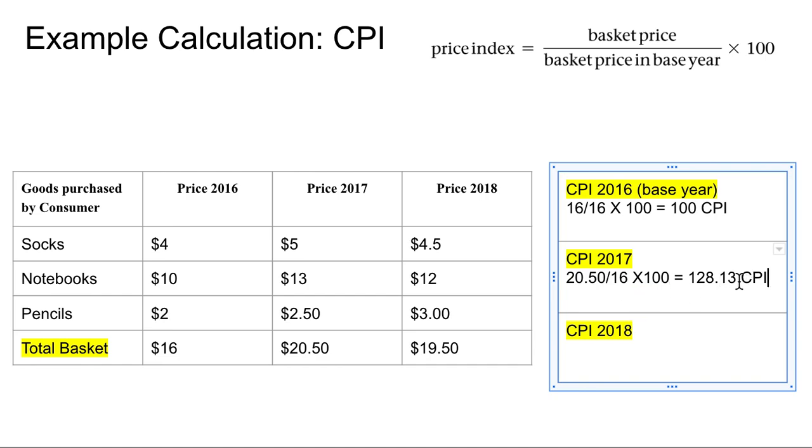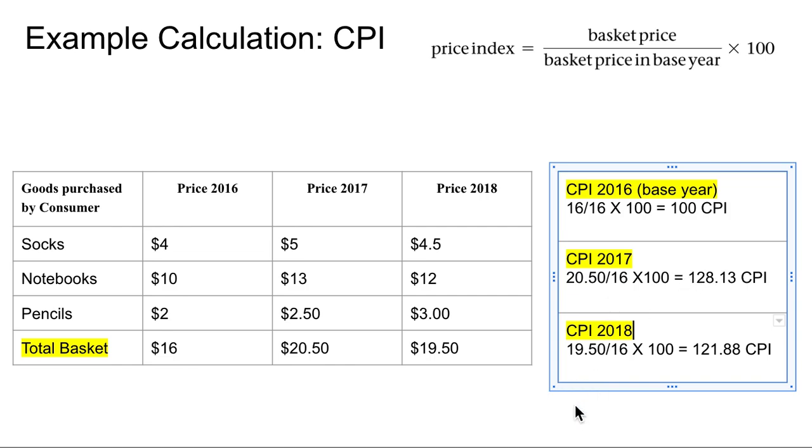And so what you all can see is that if we're comparing this CPI to the base year, the 28, that's the percent of inflation. If we're comparing to the base year, 2017 saw 28% inflation from those base year prices. And then with CPI of 2018, what we do here is just take that total basket of 2018, 1950, divided by 16 times 100. And so the CPI of 2018 would be 121.88 CPI. So see, the CPI of 2018 was lower than 2017, but still higher than the base year. So there was inflation compared to the base year for both 2017 and 2018, but just one year had more severe inflation.